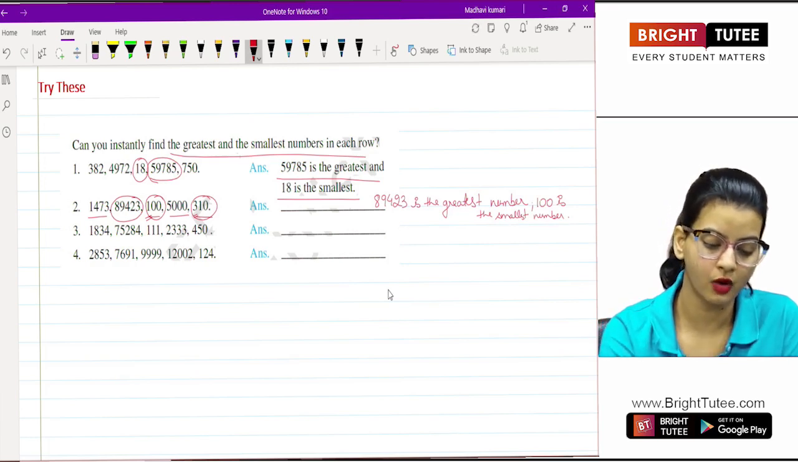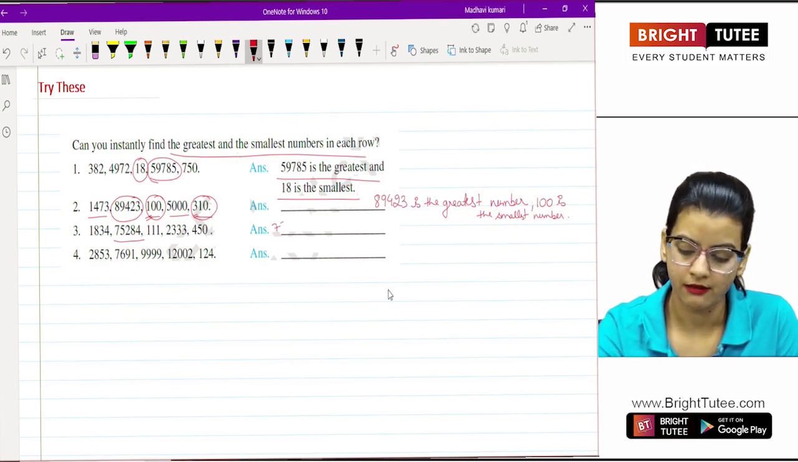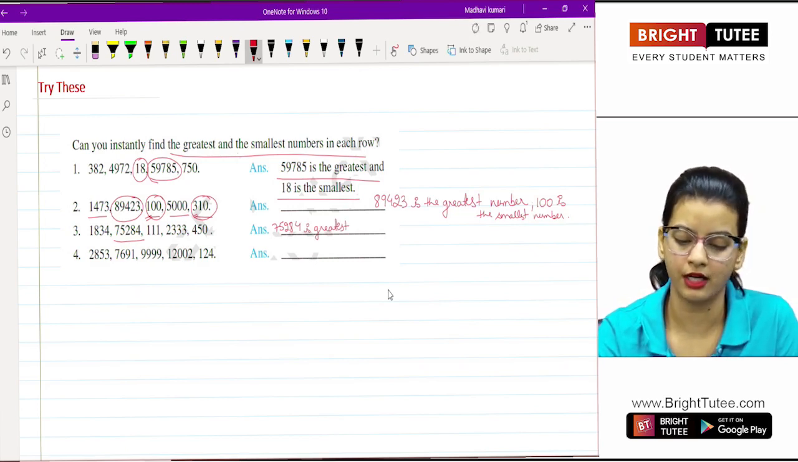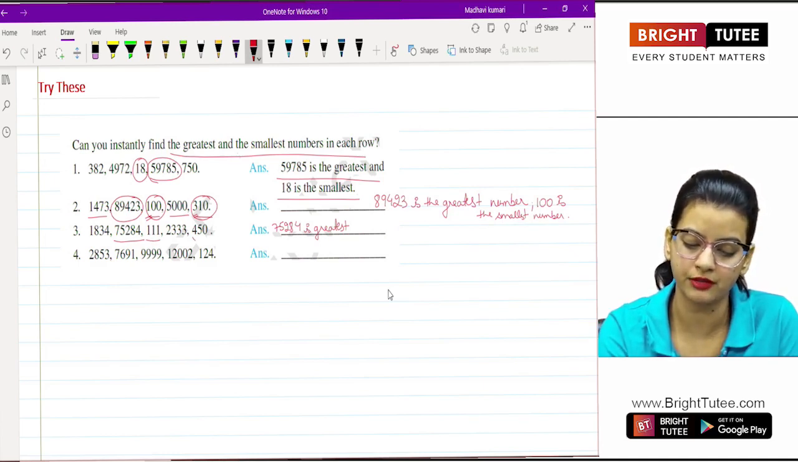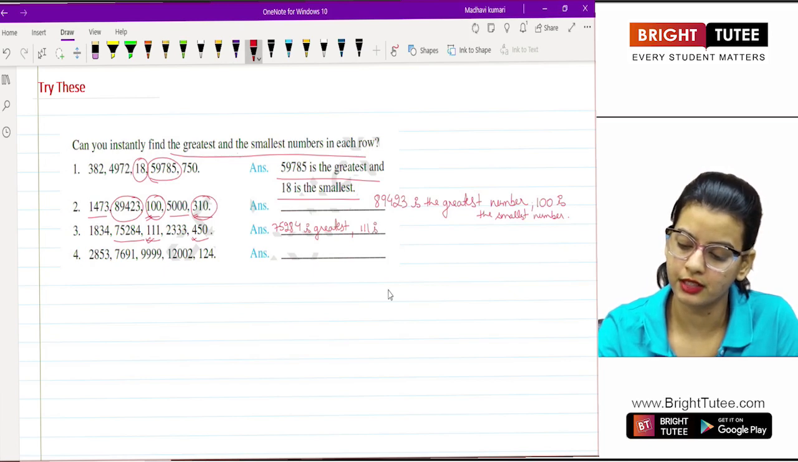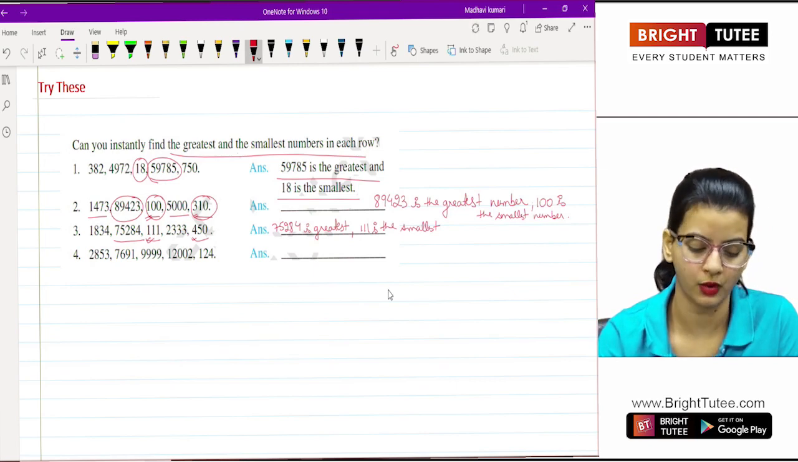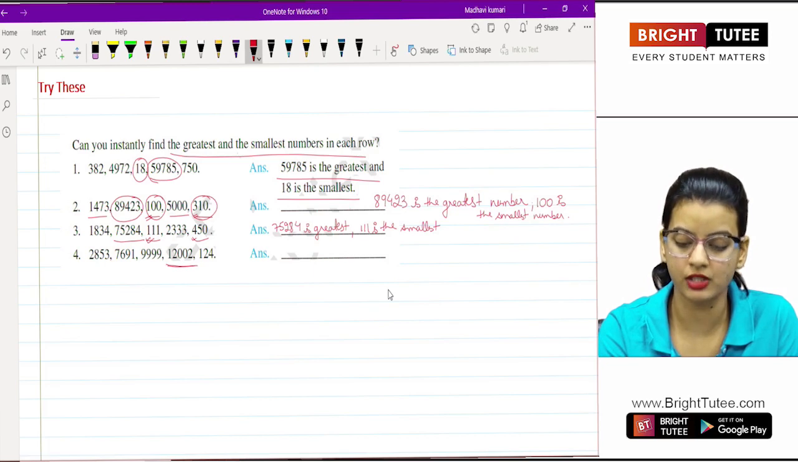Now next row. In the next row we can see this is again a 5-digit number. So we can quickly say that 75284 is greatest, and if we have to pick the smallest number, so here we see this is a 3-digit number and this is also a 3-digit number, but 1 is smaller than 4. So what we are going to write? 111 is the smallest. Okay.